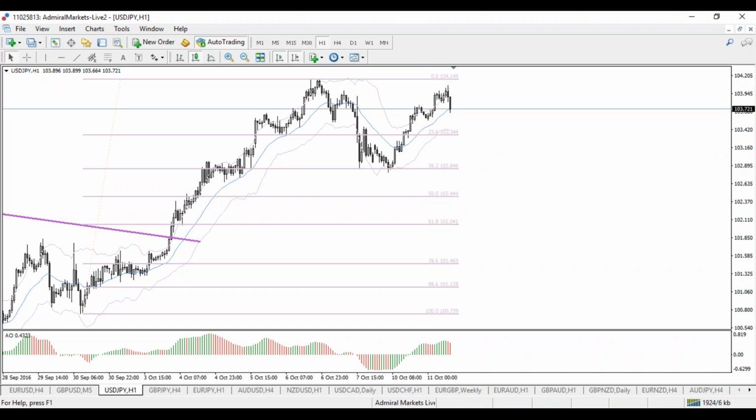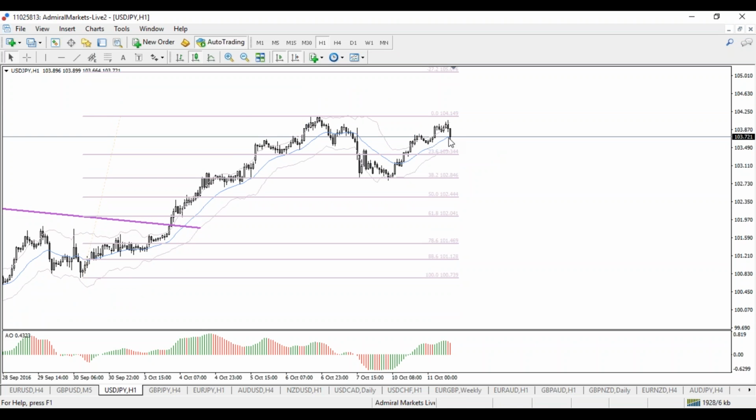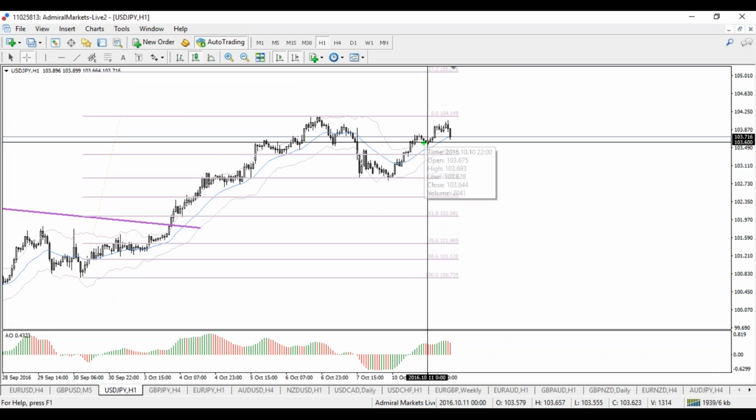I wouldn't take profit. I think that there's still a good chance that this is a retracement and a push to 105 is near. We still have, especially here, 103.50. There's a small little pause here. That could be a bounce right there.